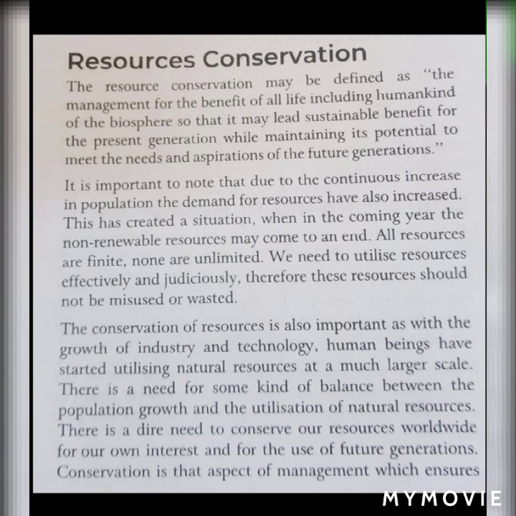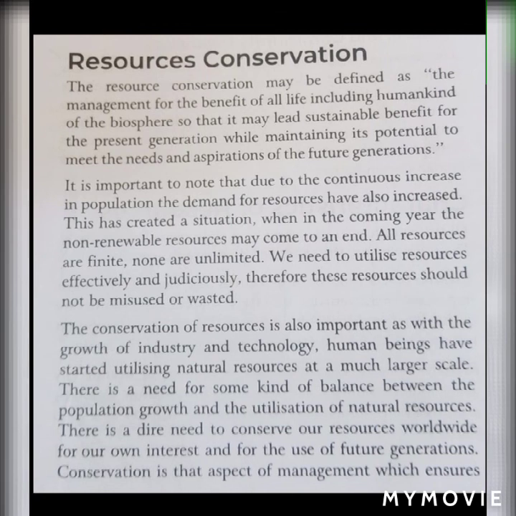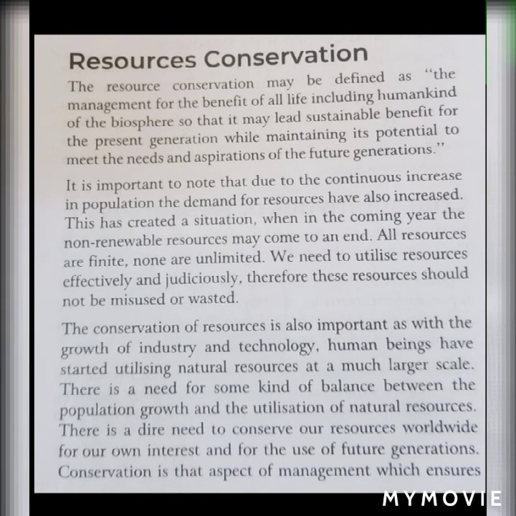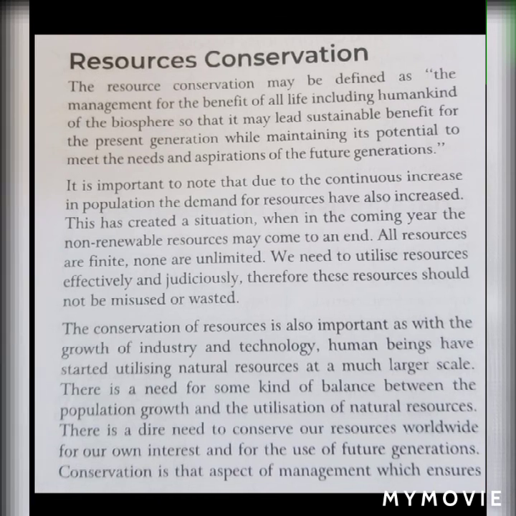It is important to note that due to the continuous increase in the population, the demand for resources has also increased. This has created a situation where in the coming years the non-renewable resources may come to an end. All resources are finite, none are unlimited. We need to utilize resources effectively and judiciously. Therefore, these resources should not be misused or wasted, and the conservation of resources is also important, as with the growth of industry and technology.